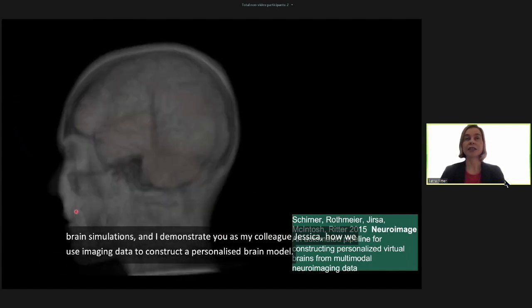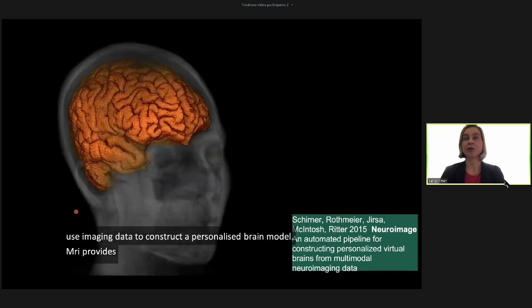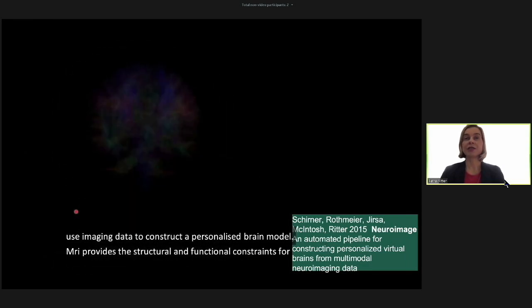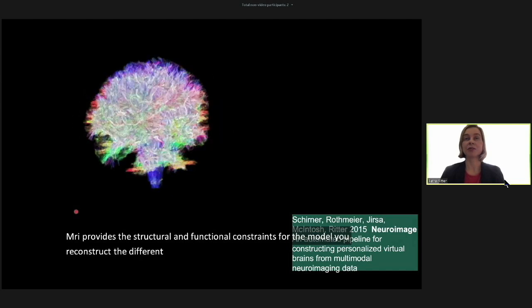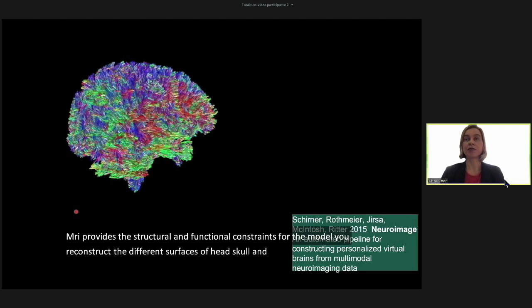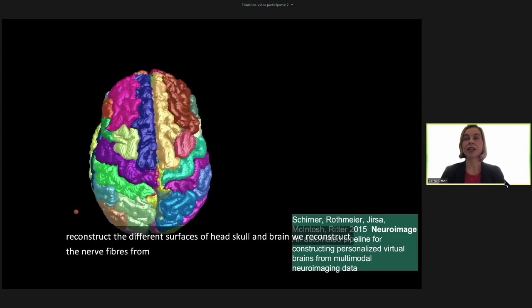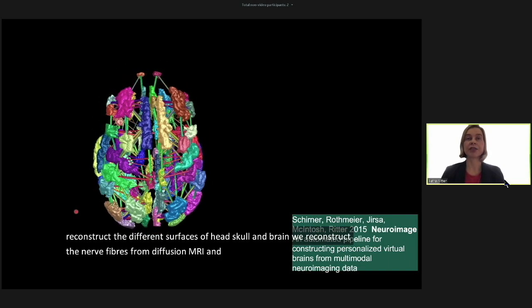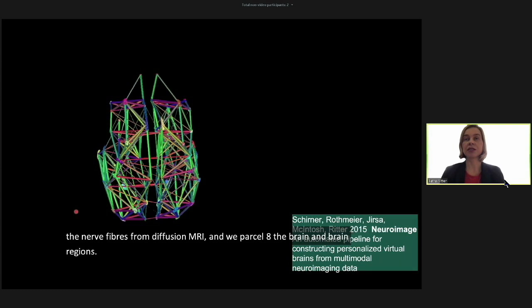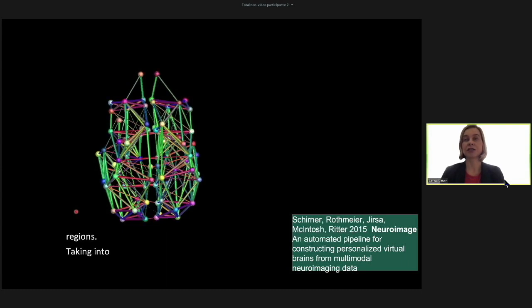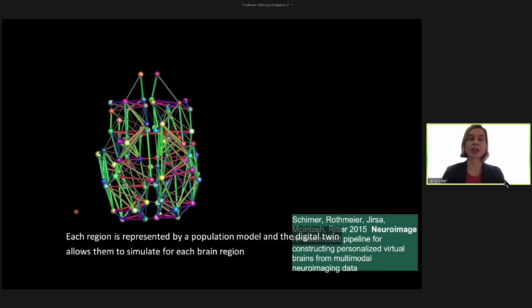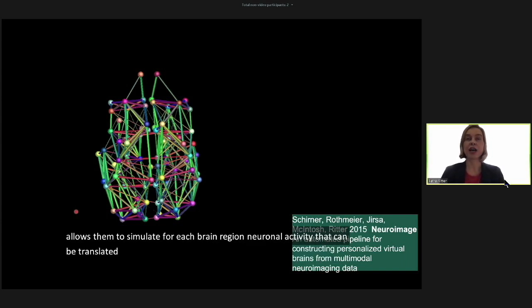MRI provides the structural and functional constraints for the model. We reconstruct the different surfaces of head, skull, and brain. We reconstruct the nerve fibers from diffusion MRI, and we parcellate the brain into brain regions, taking into account structure and function. Each region is represented by a population model, and the digital twin allows us to simulate for each brain region neuronal activity that can be translated via a forward model to fMRI, EEG, and MEG.